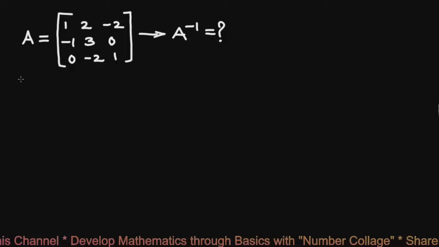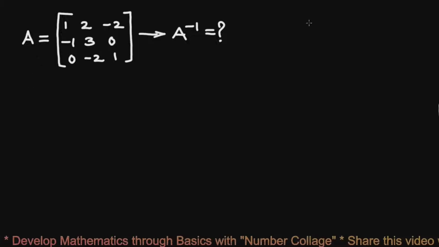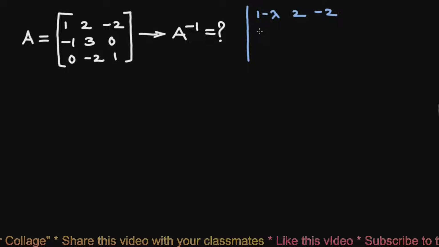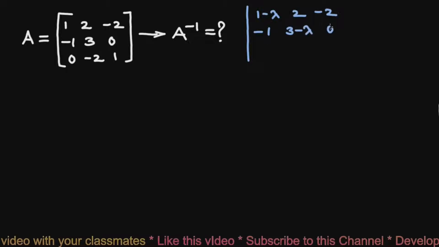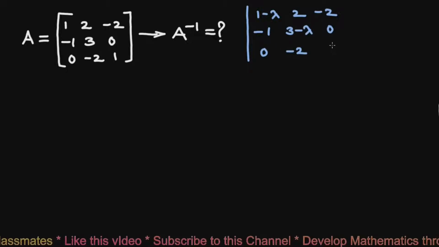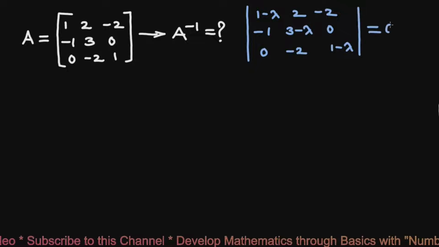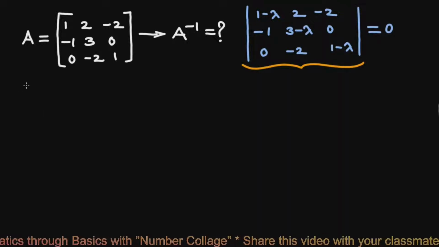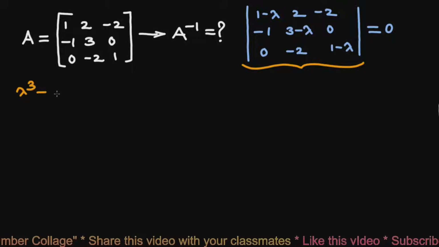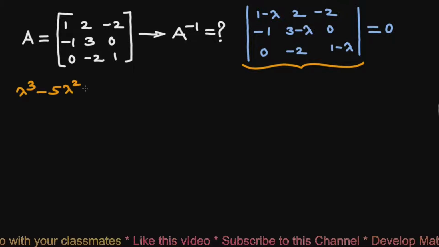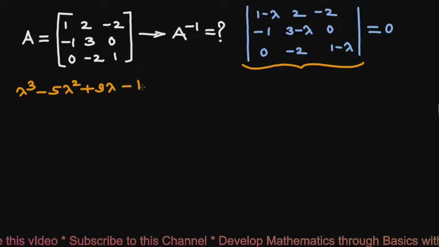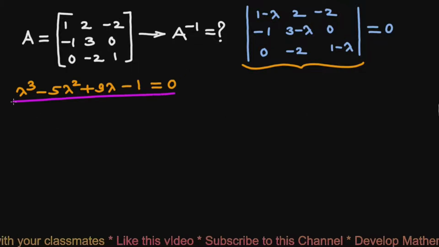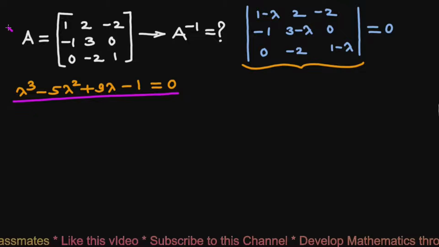First, we will write characteristic equation of matrix A. That will be the determinant of [1 minus lambda, 2, minus 2; minus 1, 3 minus lambda, 0; 0, minus 2, 1 minus lambda] equals 0. After expanding this determinant, we get a cubic polynomial equation: lambda cube minus 5 lambda square plus 9 lambda minus 1 equals 0. Now, according to Cayley Hamilton theorem, this equation is satisfied by matrix A.